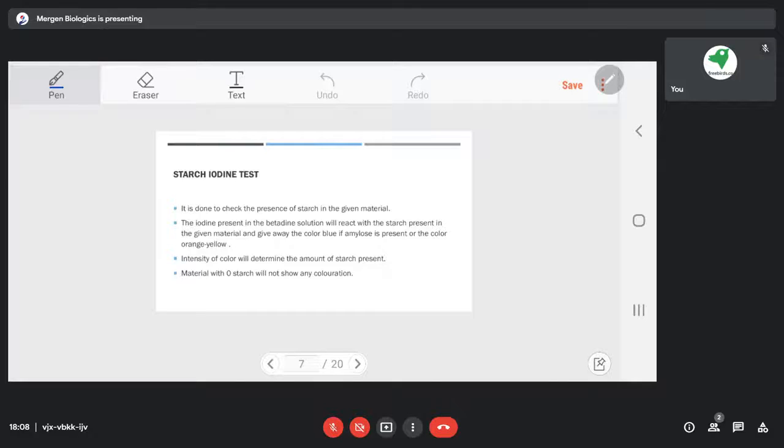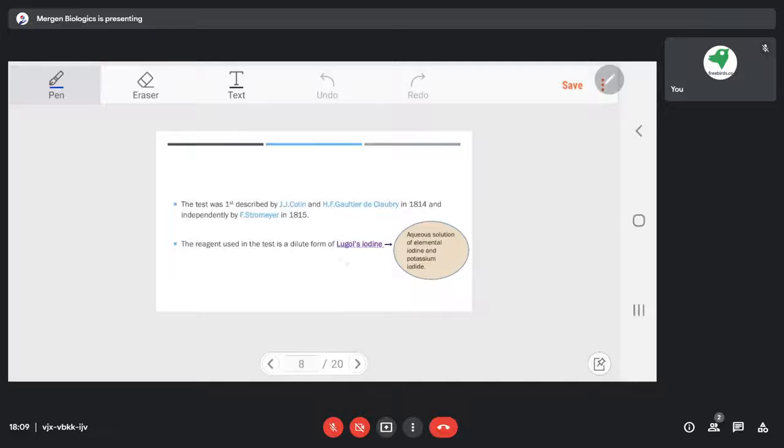Now, the test we have done is actually a standard biochemical test where starch and iodine react to give a beautiful coloration. The iodine present in Betadine solution is what we have just used, because it is very commonly available to us. But in the actual biochemical test performed in laboratories, they use a reagent called Lugol iodine. Lugol iodine is nothing but an aqueous solution of elemental iodine and potassium iodide.